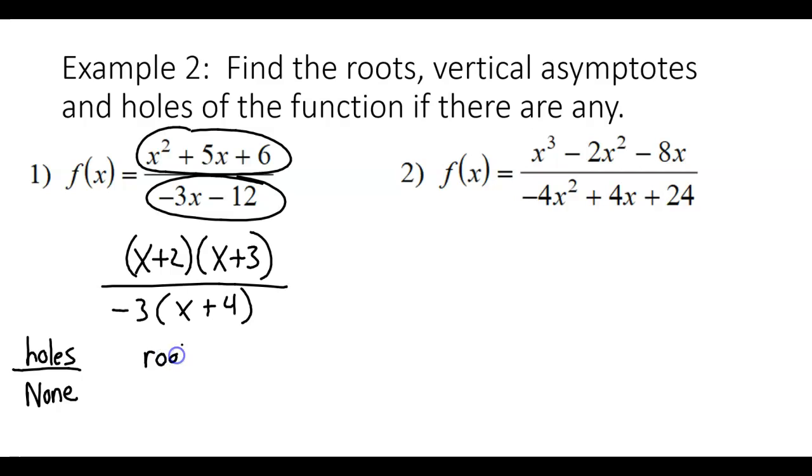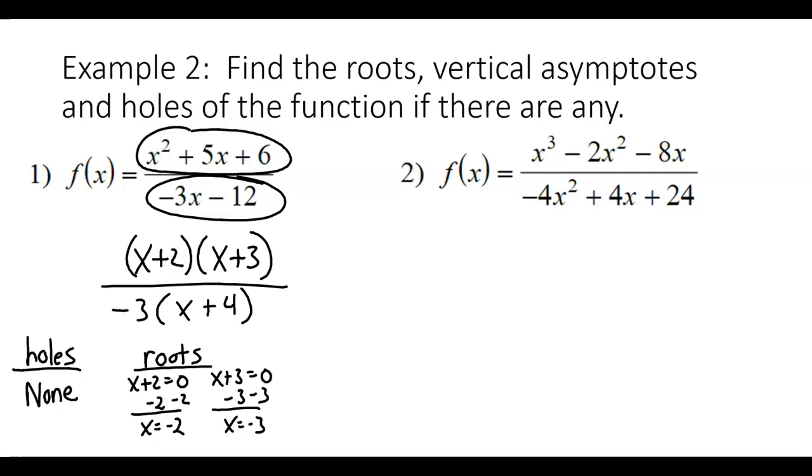Now let's go ahead and find the roots, the x-intercepts. Those are where the top equals 0. So to find my roots, I need to solve these two equations: x plus 2 equals 0 and x plus 3 equals 0. So I have one root at x equals -2, and I have another root at x equals -3. So this function has no holes, but it has 2 roots. It has 2 places where it touches the x-axis. It touches the x-axis at -2, and it also touches the x-axis at -3.